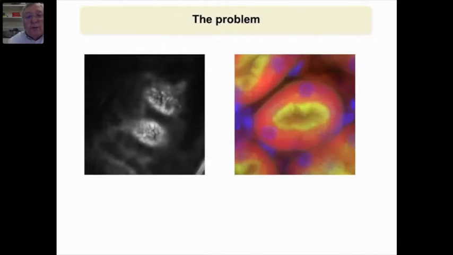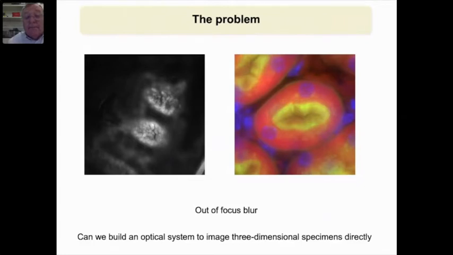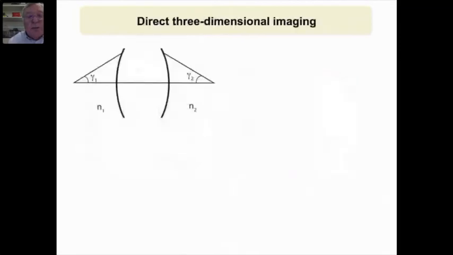But we all know what the problem is. The conventional microscope gives us this out of focus blur, which means we can't easily image specimens in 3 dimensions. So really the question is, we know that a microscope, if you like, is no good at this. Can we invent an optical system which will do what we want?